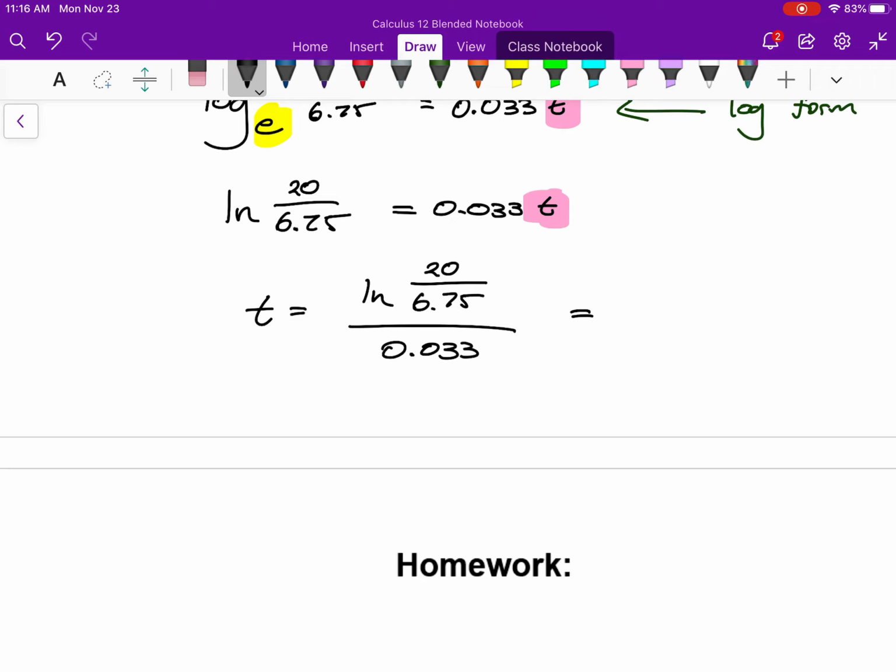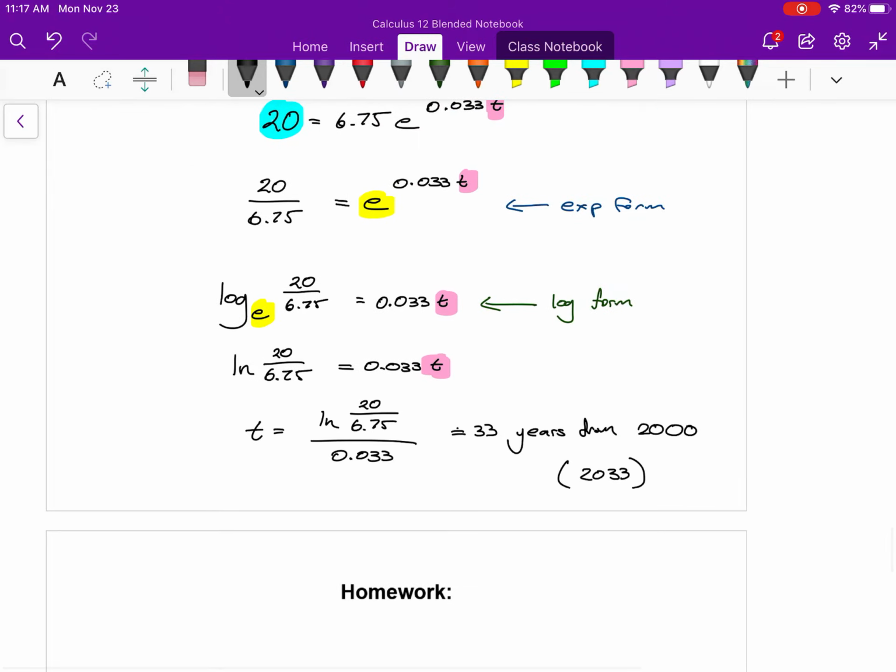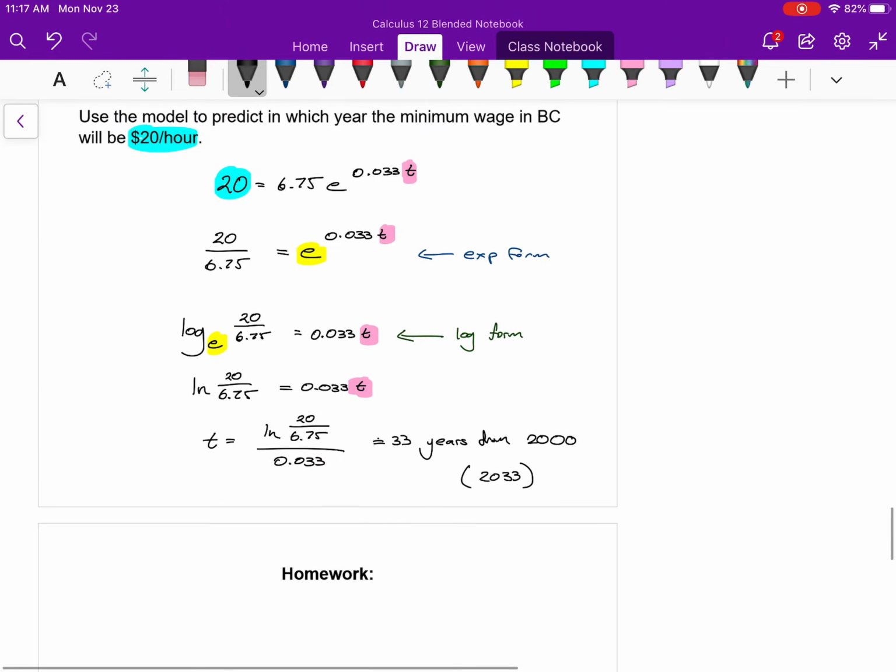I haven't actually calculated this in advance. Let me see what this is. So I get about 32.9, so roughly 33. So that means 33 years from 2000. So the year, approximately year 2033. So according to our model, in the year 2033, minimum wage in BC will be $20 an hour.